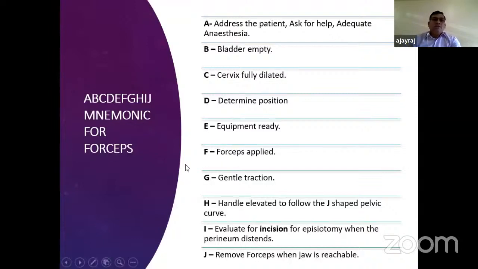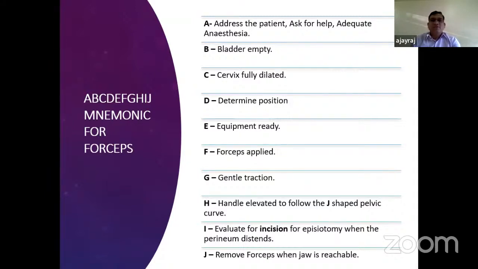These are the A, B, C, D, E, F, G, H, I, J mnemonic for the forceps. A, address the patient, ask for help, adequate anesthesia. B, the bladder should be empty. C, the cervix should be fully dilated. D, determine the position of the head. E, equipment should be ready, or forceps should be in a ready condition.